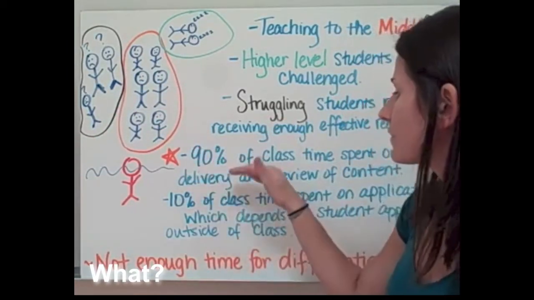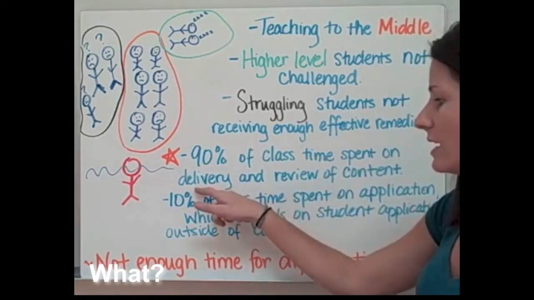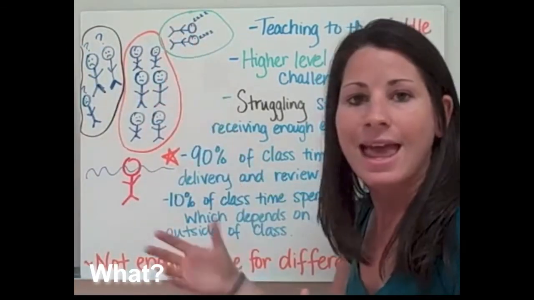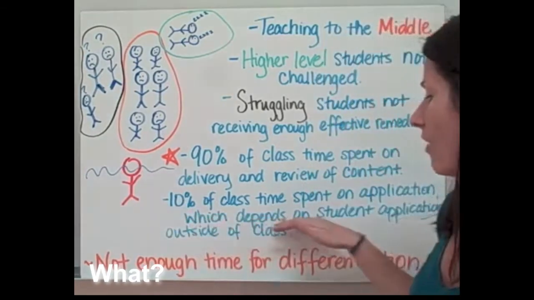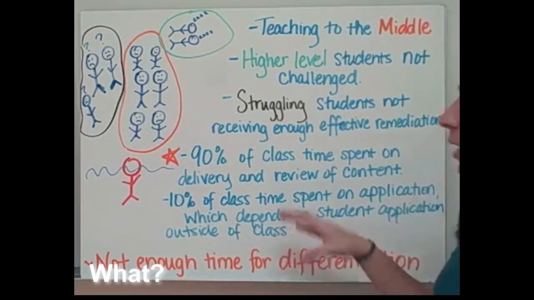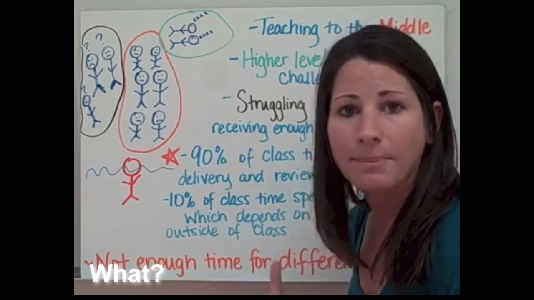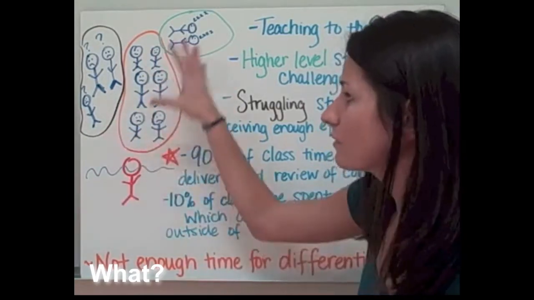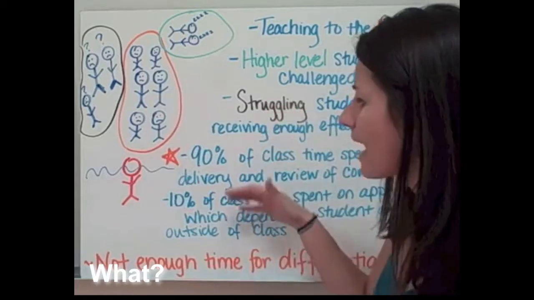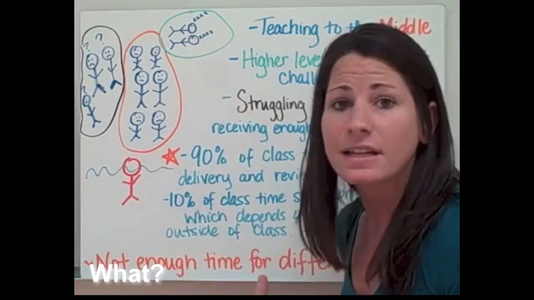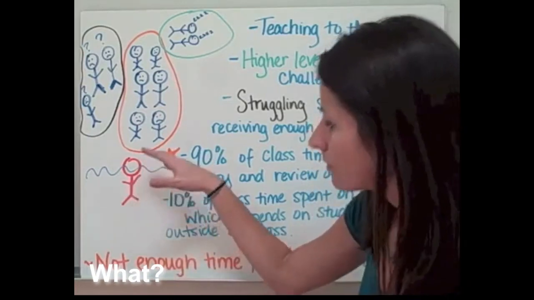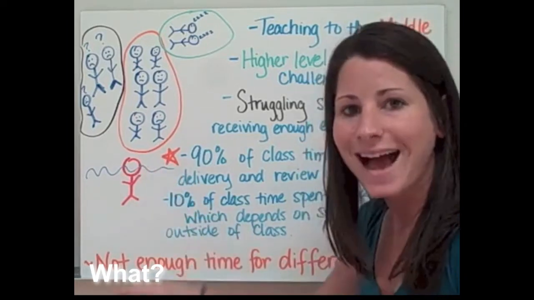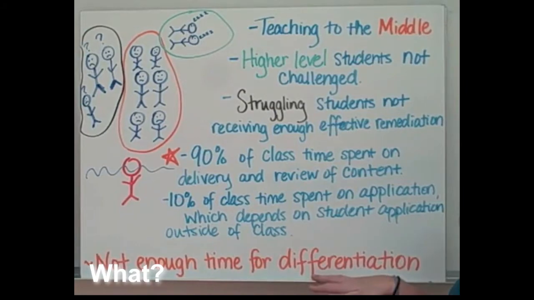This led to a 90% use of class time being spent on delivery and review of content. 90% of the time I was at the front of the classroom lecturing to a group of students and I wasn't meeting all of their needs. 10% of class time was actually spent on application, which led to depending on students to do the application needed to be successful. They had to go home or outside of class and work on applying the concepts that I was giving out in class. This constant battle of not reaching the needs of all students and feeling the need to differentiate for all of my learners allows teachers to feel overwhelmed and ineffective, because we see the need for differentiation, but there's just not enough time for effective differentiation.